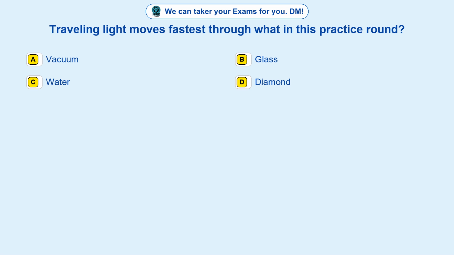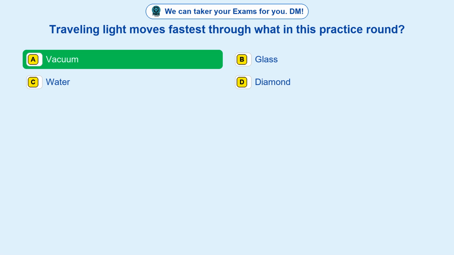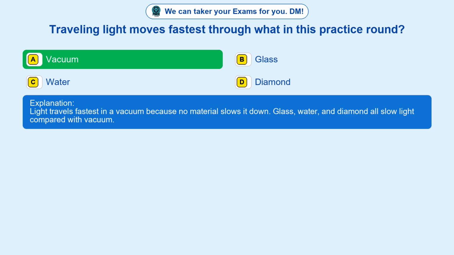Question 66. Traveling light moves fastest through what in this practice round? Option A, vacuum. Option B, glass. Option C, water. Option D, diamond. The correct answer is option A. Vacuum. Light travels fastest in a vacuum because no material slows it down. Glass, water, and diamond all slow light compared with vacuum.